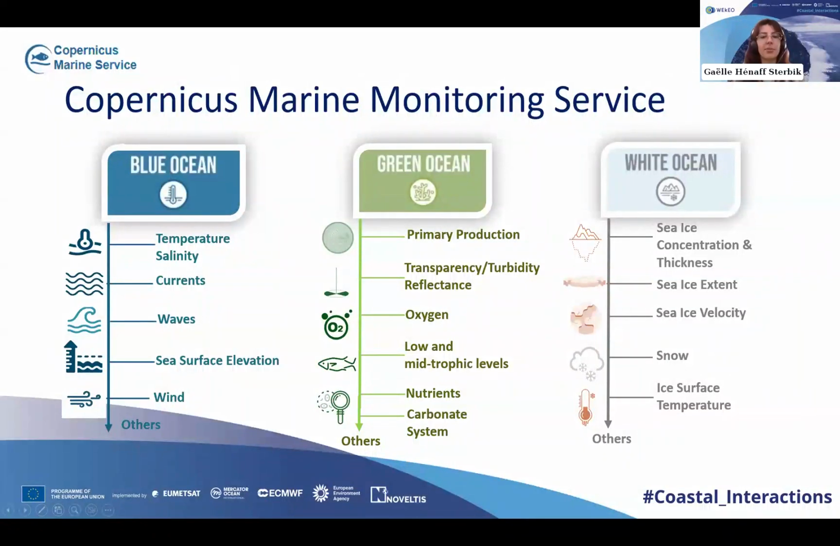If we dive a little bit more into the details of each service, the Copernicus Marine service data is divided in 3 oceans. We have the blue ocean, which is the physical state of the ocean. There is also the green ocean that describes the biochemical processes in the ocean. And the last one is the white ocean, the life cycle of any kind of ice floating to the surface of the ocean.